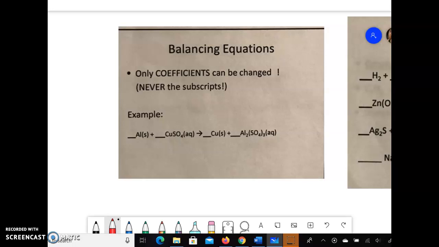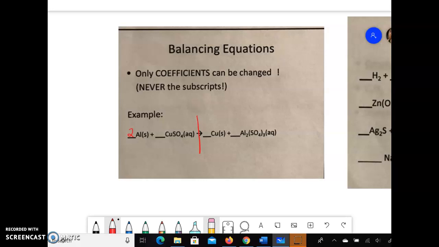So let me go through a few examples with you. The whole idea is that we're going to cut this reaction where the arrow is. The numbers on the left have to equal the numbers on the right. So for example, if you take a look at aluminum, on the left of the red line we have 1 aluminum, and on the right we have 2 aluminums because of that little 2 down there. So we need to fix that by putting a 2 in front of this compound here. And now we have 2 aluminums on both sides.